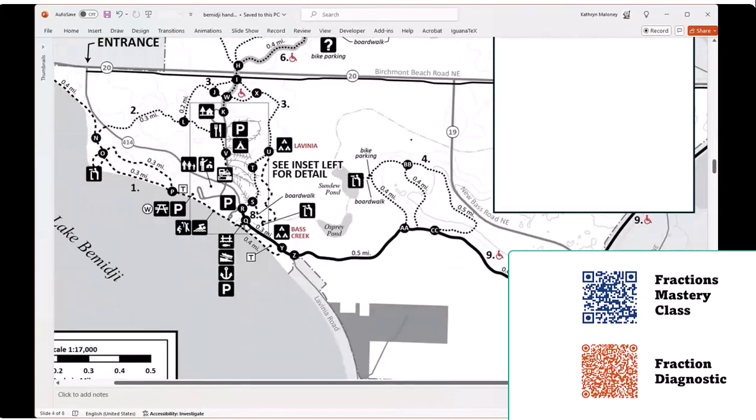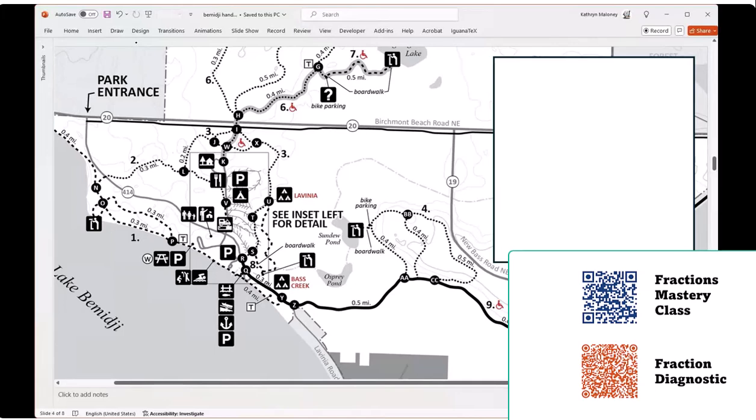We are going to go to the next one. There we are. And I'm going to get my highlighter. What are we going to do for this one? We're going to actually start down here. And we're going to walk up to here. And then we're going to make our loop. And then we're going to walk back. Okay? So let's figure out how far that is. The first part is 0.4. So let's write that. 0.4.